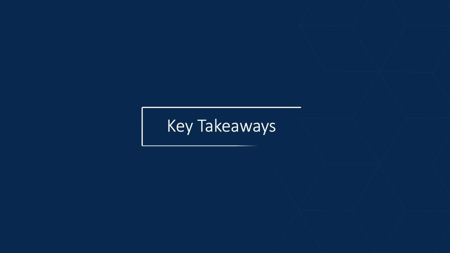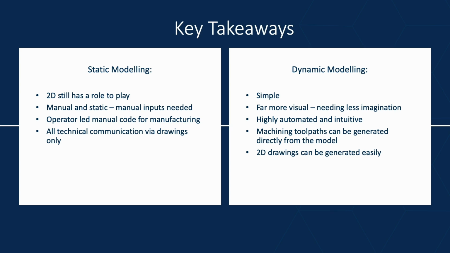So let's talk a little bit about the key takeaways from this session. I spent the majority of the first part of this session talking about the drawbacks of static modeling. There is, however, a role two-dimensional drawing still has to play going forward. Think electrical diagrams, wiring diagrams, things that can be done manually. And in some cases, if you just want a quick top view of something, it's much easier for the operator to quickly plot together something in 2 dimensions and send it off for a quick visual. And the main thing is that this is a manual and static process.